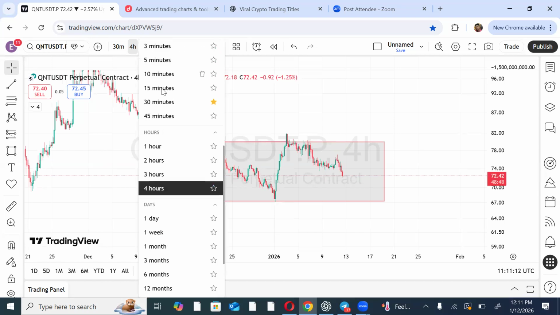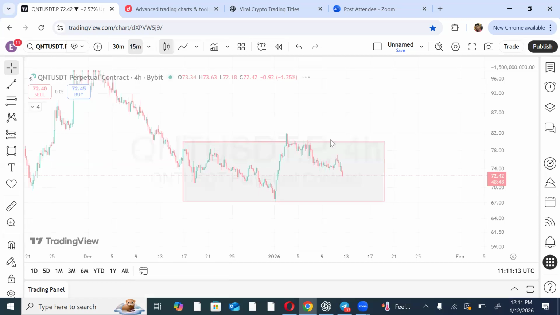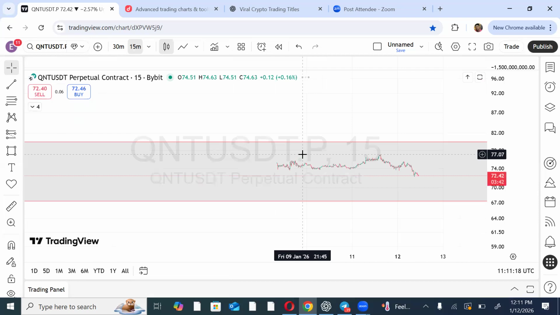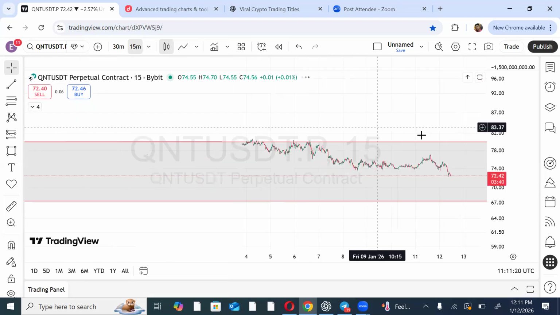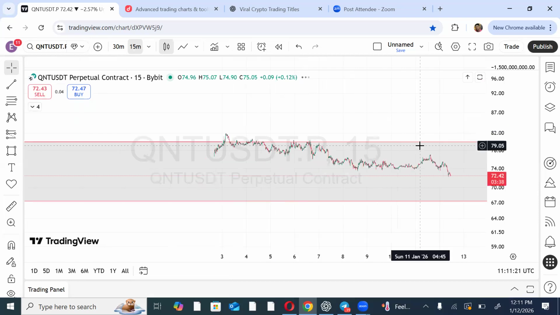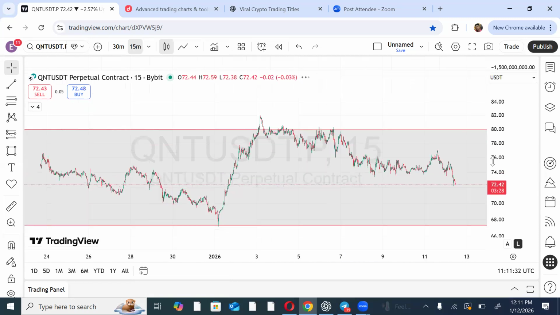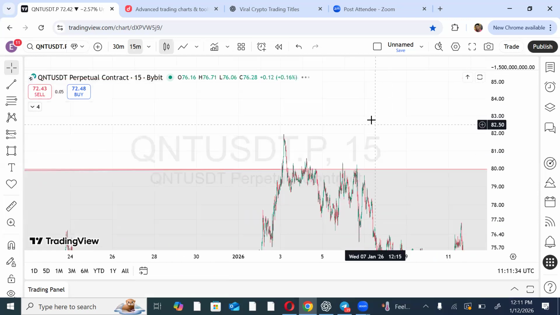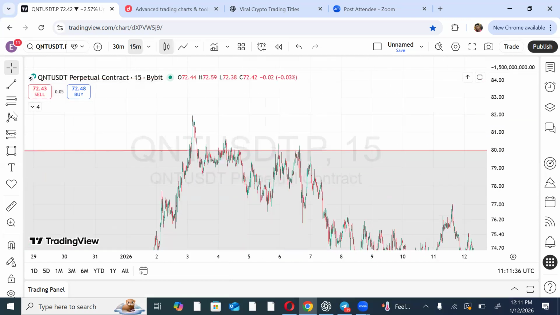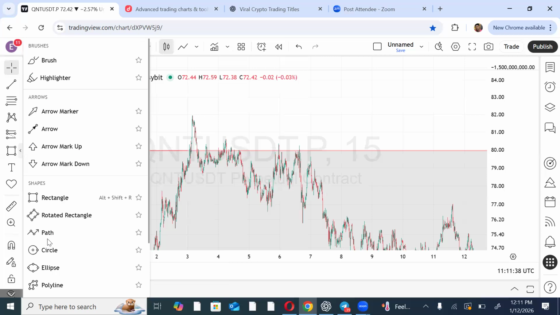Go to 15 minutes. Let us now see if we will get the exact schematic that I drew out. If we get it, then that's a huge plus for us. Guys, that's a huge plus. So let's see. Did we get it? Of course we did. Look at the schematic here.